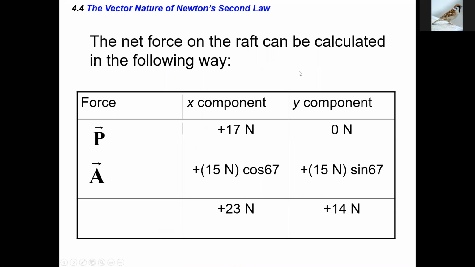Okay, thank you. And the net force on the raft, this is how to get the forces here. It has an x component and then a y component. So 17 newtons and 0 newtons here. And for A, it's 15 newtons cosine 67, of course using your calculator, and then 15 newtons sine 67. You add all the x components and you add all the y components. So you have 23 newtons and 14 newtons, and you can plot it in the coordinate axis. Since your x is positive and y is positive, it's in quadrant 1. 23 newtons in the x and 14 newtons in the y.